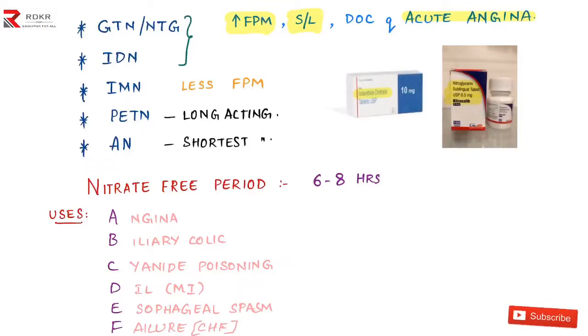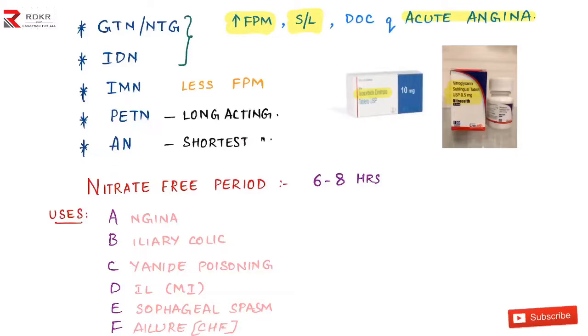And the other two drugs left are pentaerythrityl tetranitrate. So PETN, as you can see, has 4 letters when compared with amyl nitrate, AN. So this is long acting, and the AN is the shortest acting nitrate. So these are the important points you have to remember about the nitrate drugs.